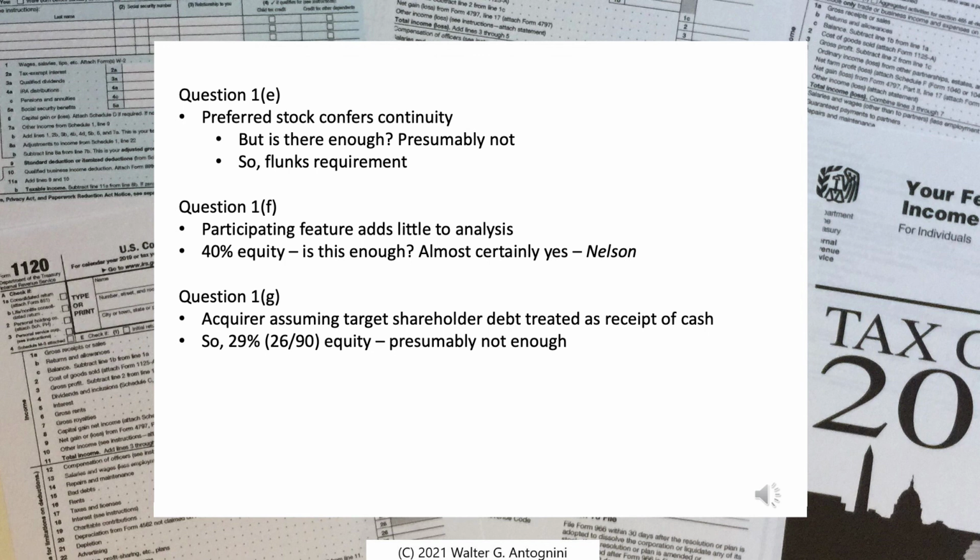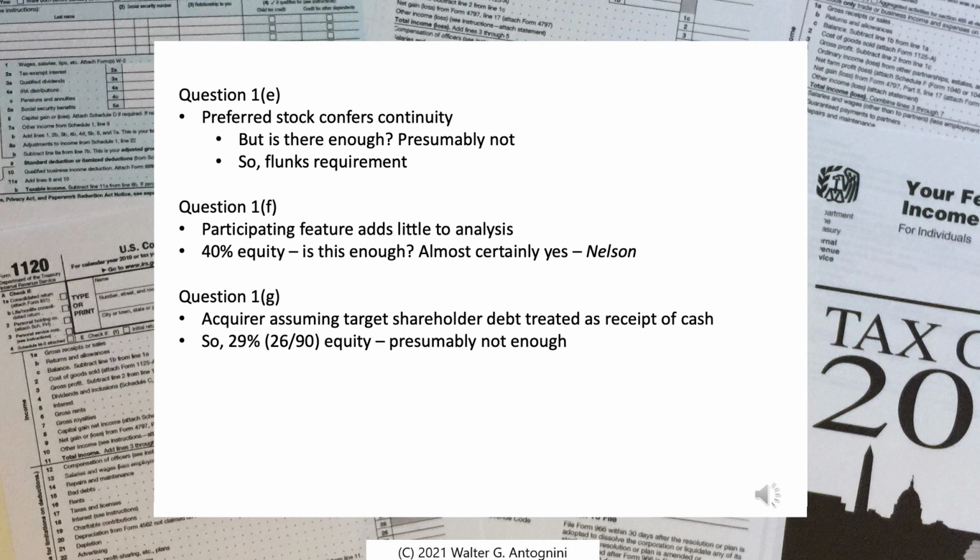In 1F, they each receive participating preferred worth $20, and they each get cash of $30. Well, the fact that the preferred is participating probably adds little or nothing to the resolution of the continuity issue. The real issue is, again, whether the amount of equity is sufficient. Here, equity represents 40% of the total consideration received by the historic target shareholders, and therefore, while not enough for ruling purposes, this amount exceeds that received in the Supreme Court's Nelson case. This strongly suggests that there is sufficient equity, and therefore a reorganization exists.